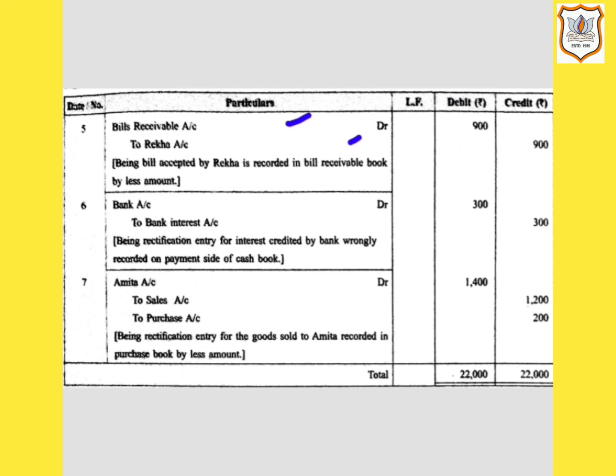So I hope it is clear to you all that how rectification entries are made. Point number 6 and 7 you have to do in homework. So thank you very much. That's all for today.